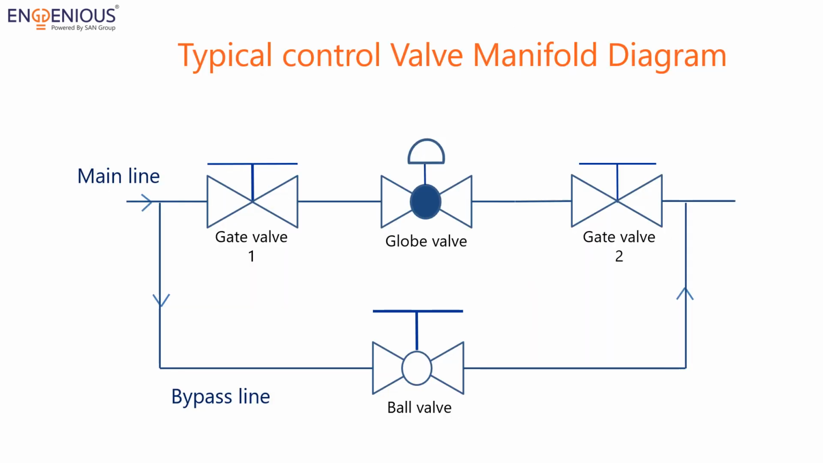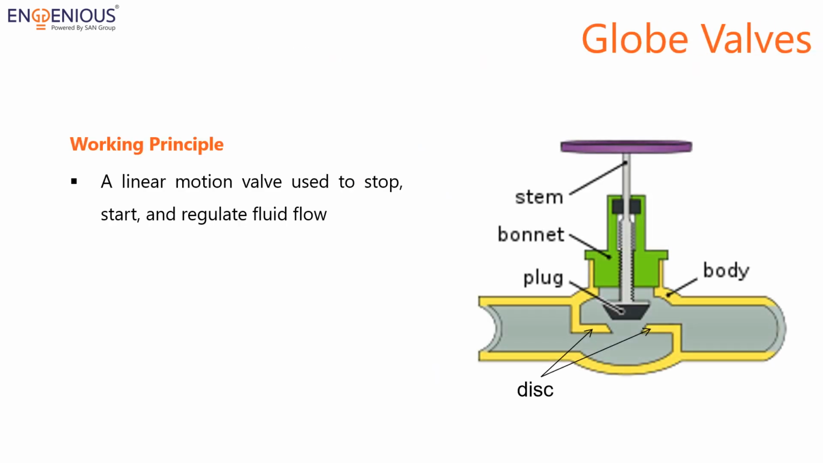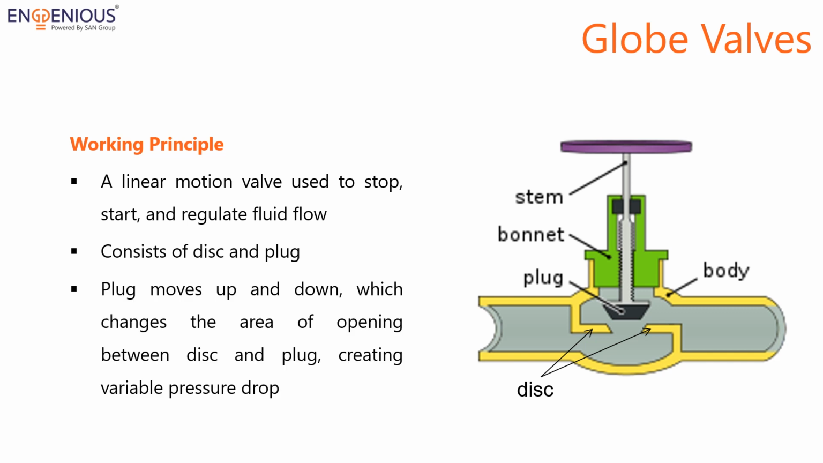We now come to our main element of manifold, the globe valve. A globe valve is a linear motion valve used to stop, start, and regulate fluid flow. There is a disc and plug. The plug moves up and down, which changes the area of opening between the disc and plug. This creates variable pressure drop across the valve, which regulates the flow.